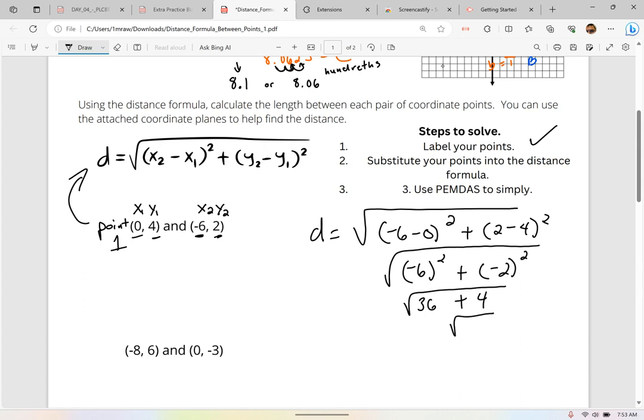So this becomes the square root of 40. And later on, we'll learn how to simplify radicals where you don't get decimals. But for this particular purpose, we're going to take the square root of 40, and that's going to be equal to 6.32. And I'm just going to round to the tenths. So your distance is equal to 6.32 units.